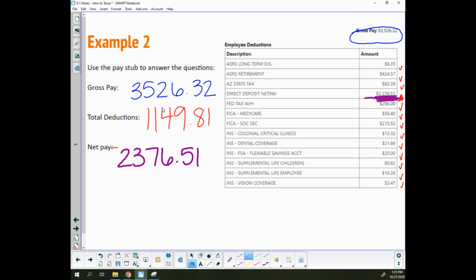Okay, so instead of adding up all of those different amounts coming out of the check, since they gave me my gross pay and my net pay, I could just subtract the two to get the remaining total deductions.